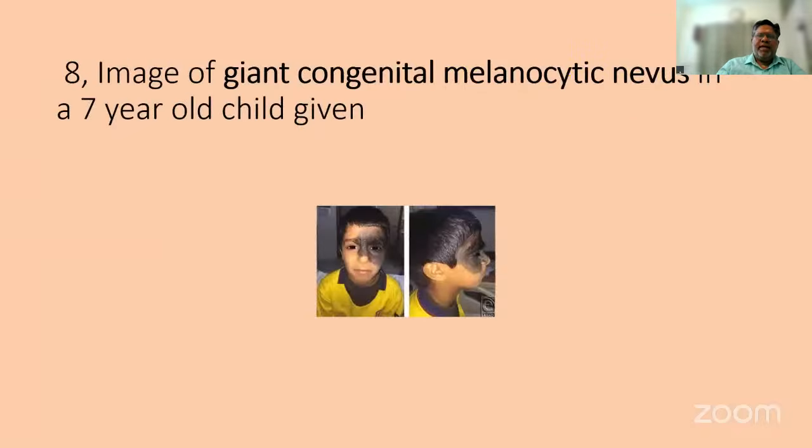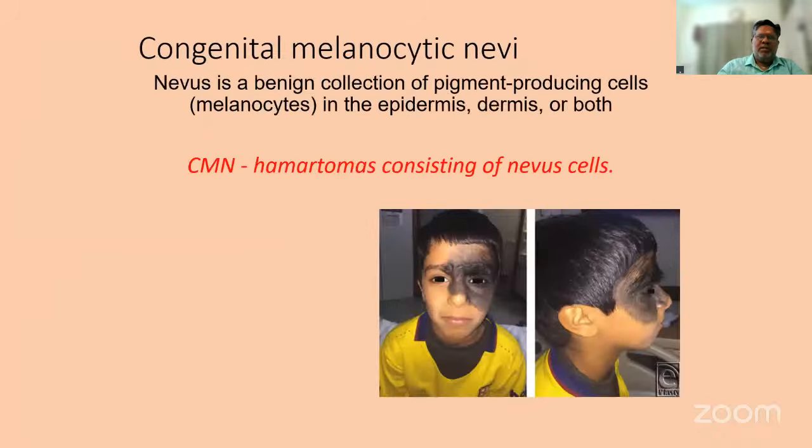An image of a giant congenital melanocytic nevi is given, and the question is asked. Nevus is a benign collection of pigment producing cells in the epidermis, dermis, or both. If it is present in the epidermis, it is called epidermal nevi. If it is present in the dermis, it is called a dermal nevi.